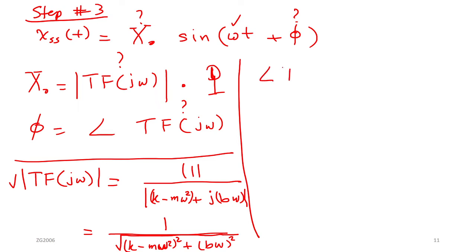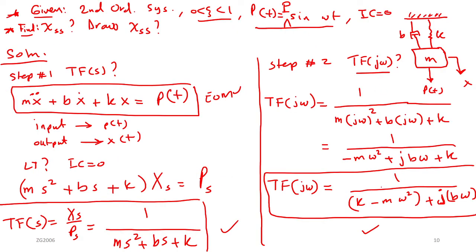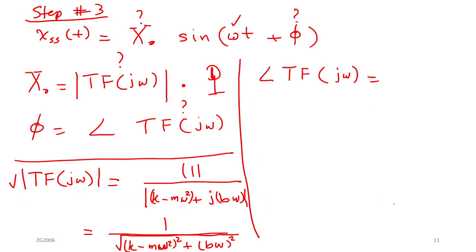How do we find the phase angle of a complex function? It's going to be the phase of the numerator. This is my sinusoidal transfer function, right? It's going to be the angle of the numerator minus the angle of the denominator, or the angle of the top minus the angle of the bottom, numerator or denominator, whatever you want to call it.